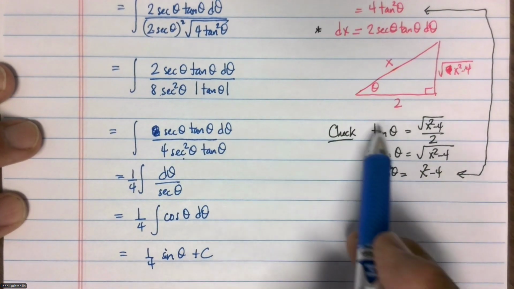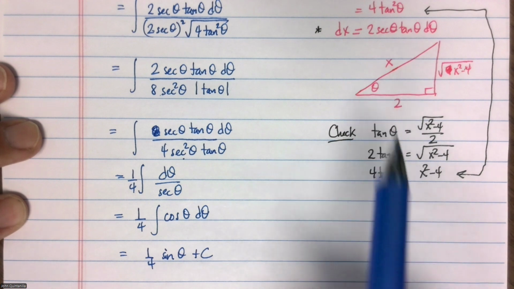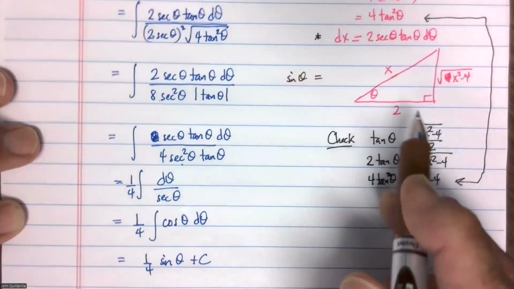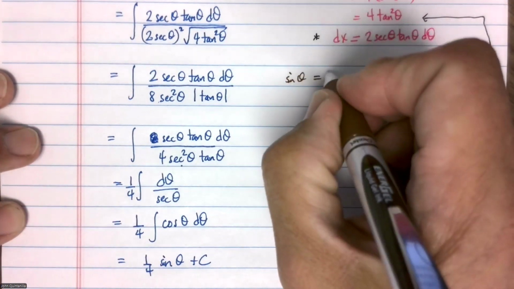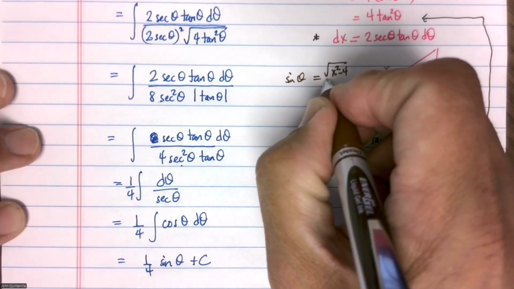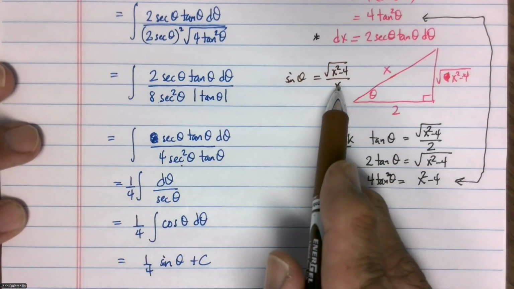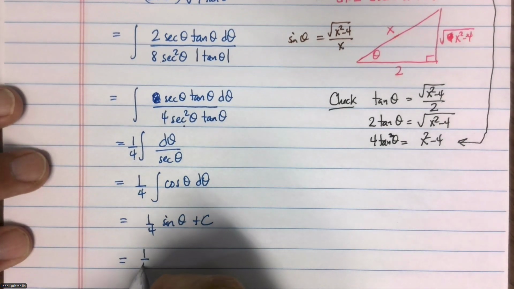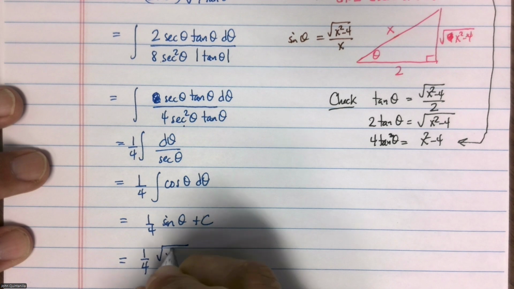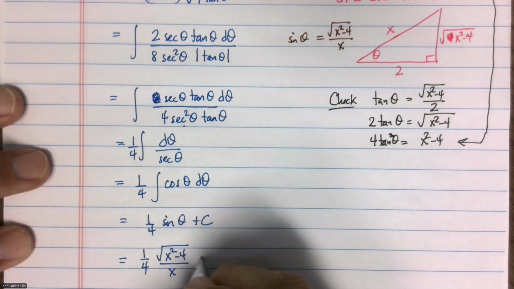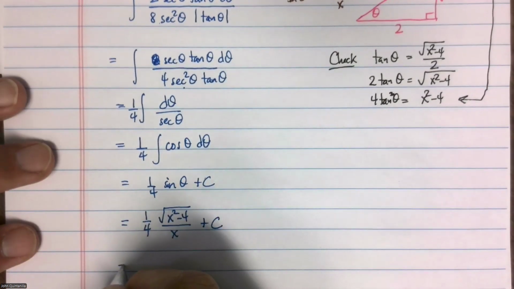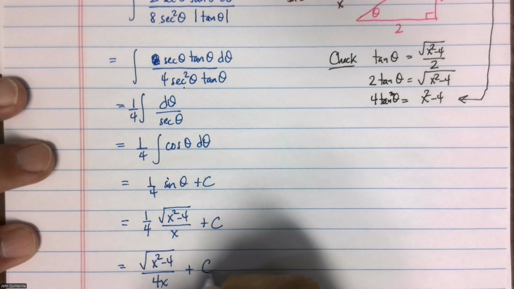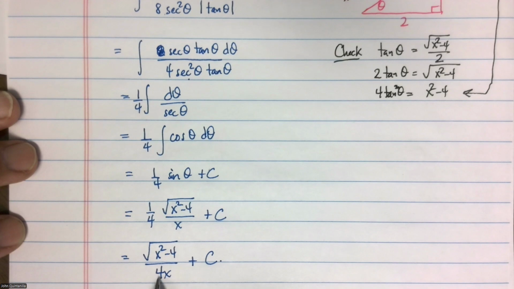Now I need to convert sine of theta back to x's. Going back to the picture over here, I see that sine of theta is equal to opposite over hypotenuse, so the square root of x squared minus 4 over x. I will use that down here at the bottom. So sine of theta is equal to the square root of x squared minus 4 all over x plus c. And that simplifies to the square root of x squared minus 4 all over 4x plus c. And so that is the antiderivative of the original expression.